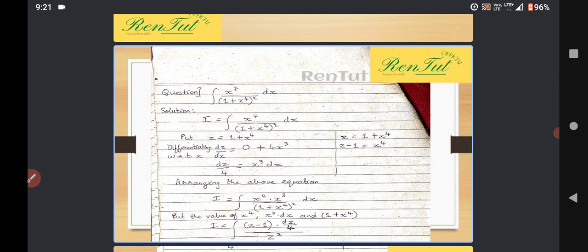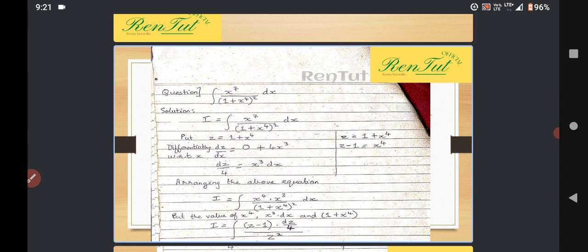Thirdly, you need to substitute the value of x. So directly you can't put x, that is why we use z is equal to 1 plus x raised to 4. So 1 plus x raised to 4, you can see 1 can be shifted to the opposite side. If it is shifted to the opposite side from plus, it will become minus, and that is how you get x raised to 4. So you have got x raised to 4 now. So you can put the value of x raised to 4 as z minus 1.